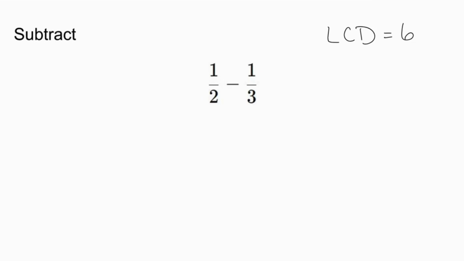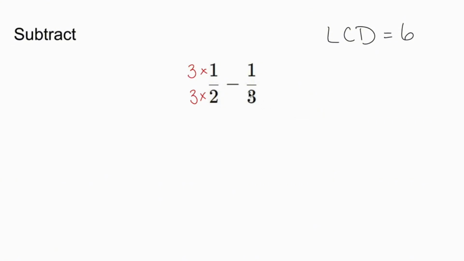So now I have to make both fractions have the denominator 6. How can I make this denominator of 2 a 6? Multiply it by 3. But whatever we do to the bottom number, we have to do to the top number as well. Now let's go over here and repeat the process.